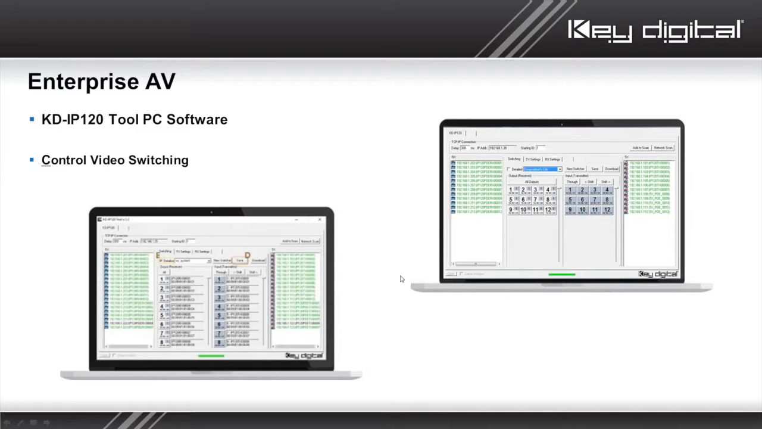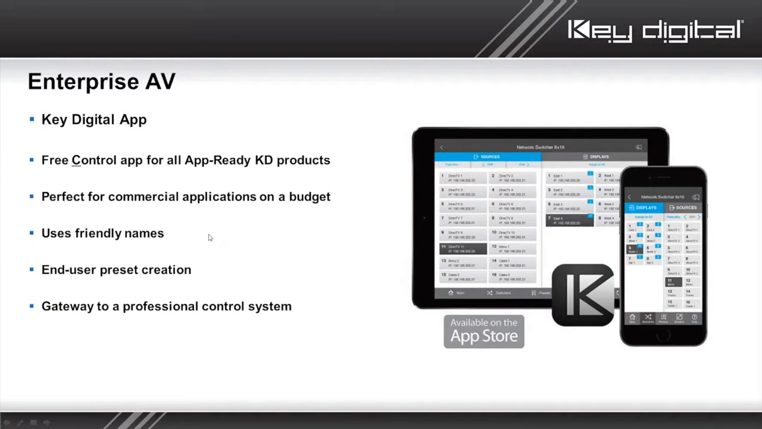But we don't stop there, because KeyDigital is a video, hardware, and a software company. The third C, Control, has many options for us, including the KeyDigital Control app. This is not the Compass Control app. This is a brand new app from KeyDigital that is now supporting not only the enterprise AV system, but all of our app-ready KeyDigital products, all of our new products that are IP controllable.